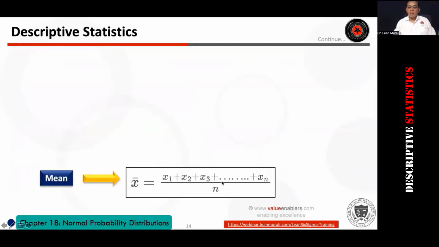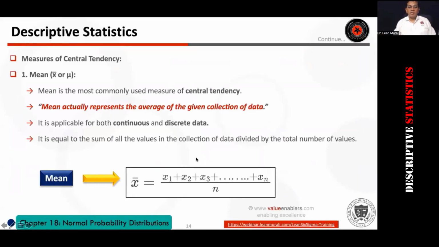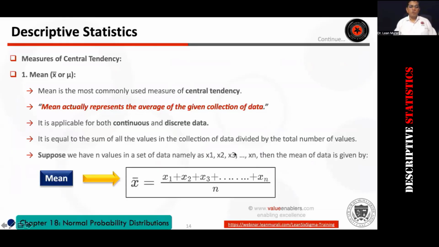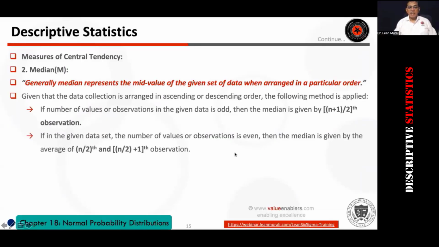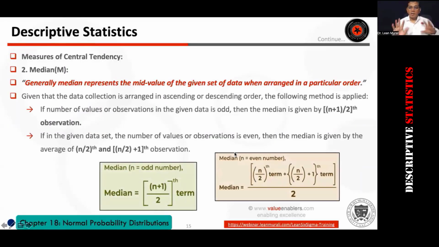So the mean is adding everything and dividing by the total. We all know this, okay? And median, we said last time, though I have given this formula, arrange the sample data in ascending or descending order. Pick the middle value. If it is an even number, take the middle two numbers and take the average, okay? That is what the median is.